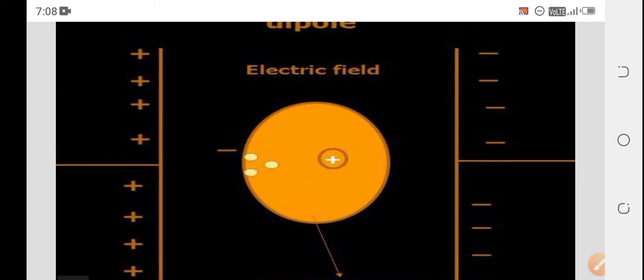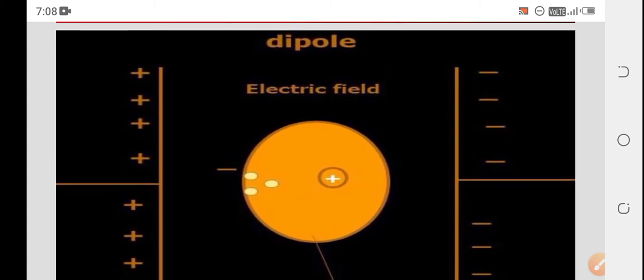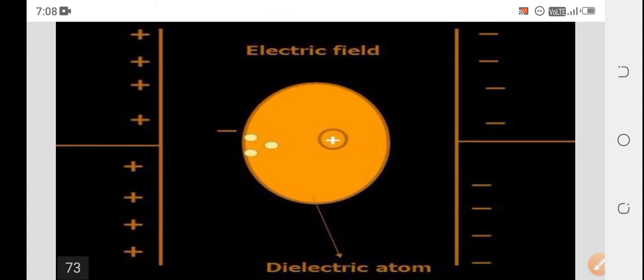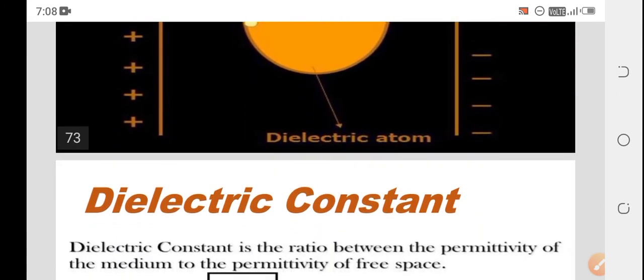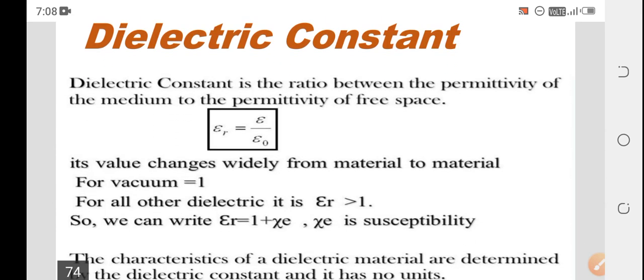So this is about the dipole. See, the positive and negative charges both are separated in the presence of an electric field. So this is considered as a dipole moment. Now, dielectric constant. What is dielectric?